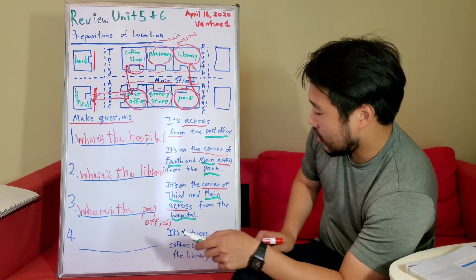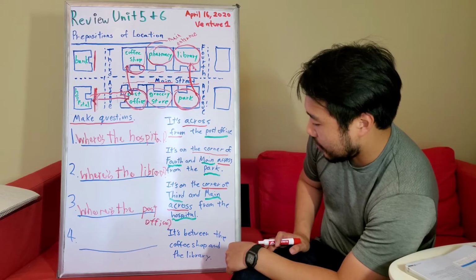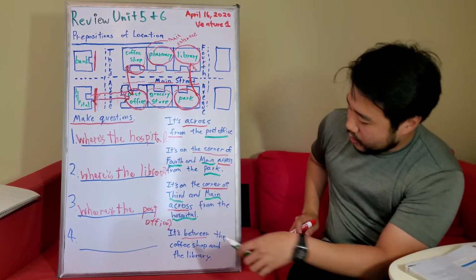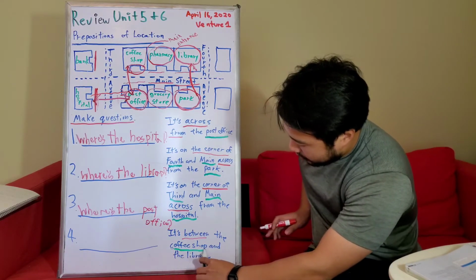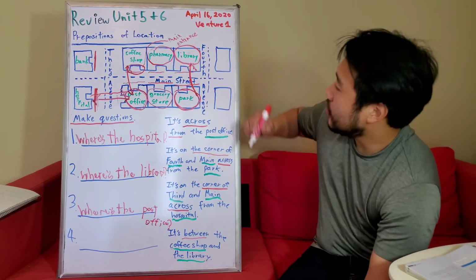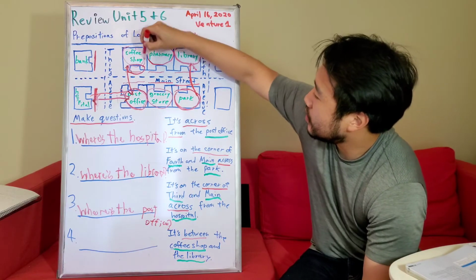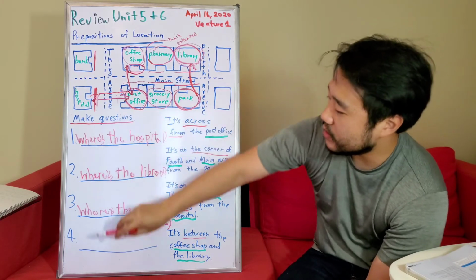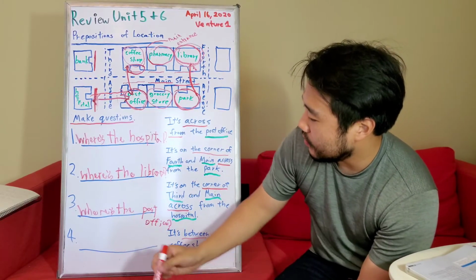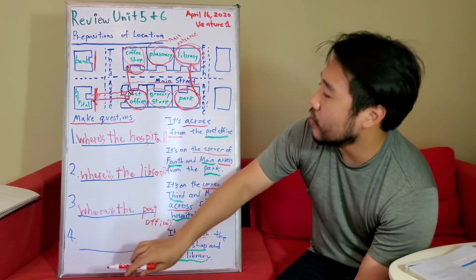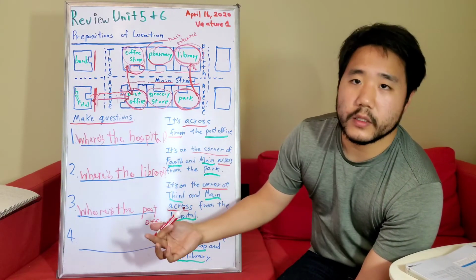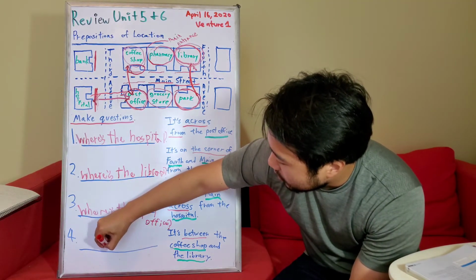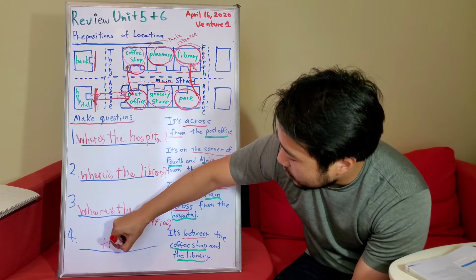And then number 4, it's between the coffee shop and the library. Between the coffee shop, so preposition between. We're looking for a coffee shop and the library. So coffee shop, library, and in the middle is the pharmacy. So we say, where's the pharmacy? Everyone know when we make a question, we start with where. Where is? Okay. So where is the pharmacy?